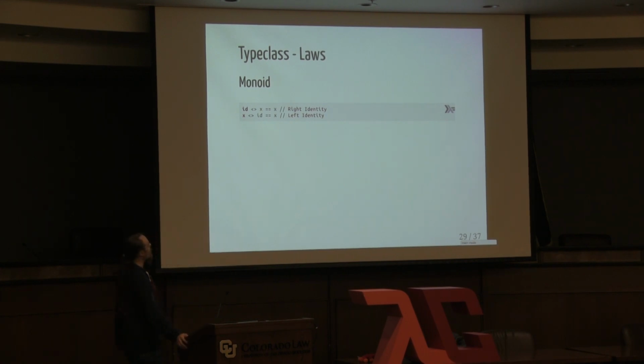So here we also have laws, which are purely the identity laws. If you append the identity, you get back the same value on either side. They're mostly called right and left identity, depending on where you put the actual identity itself.